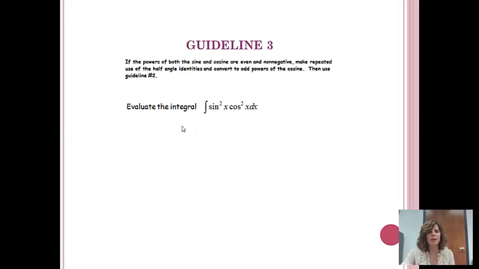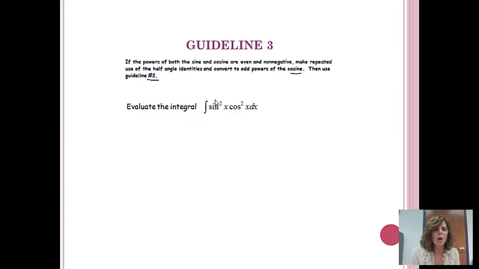All right, so you'll notice on this integral, if I look at the problem, I have sine squared x times cosine squared x. Both powers are even and non-negative, so that's the guideline we're going to use. If both of the powers of sine and cosine are even and non-negative, we will make repeated use of the half angle identities and convert to odd powers of the cosine. Then we'll use guideline 2. So we're going to have lots of fun with this one.